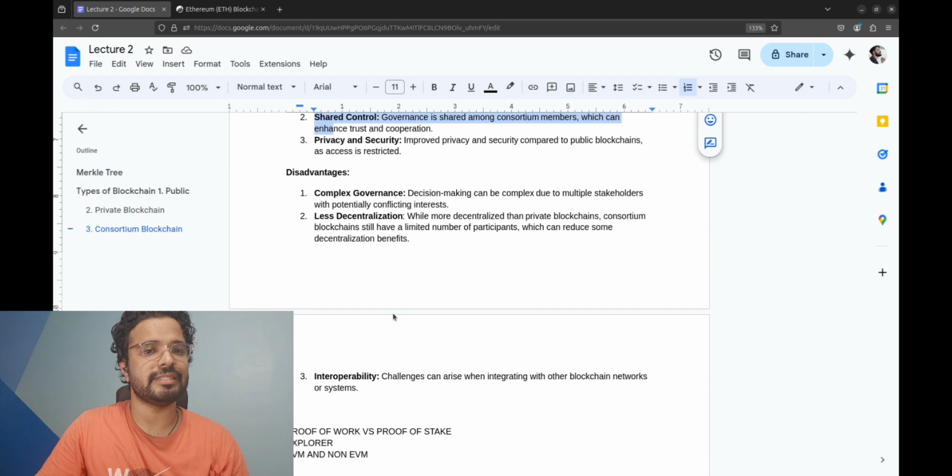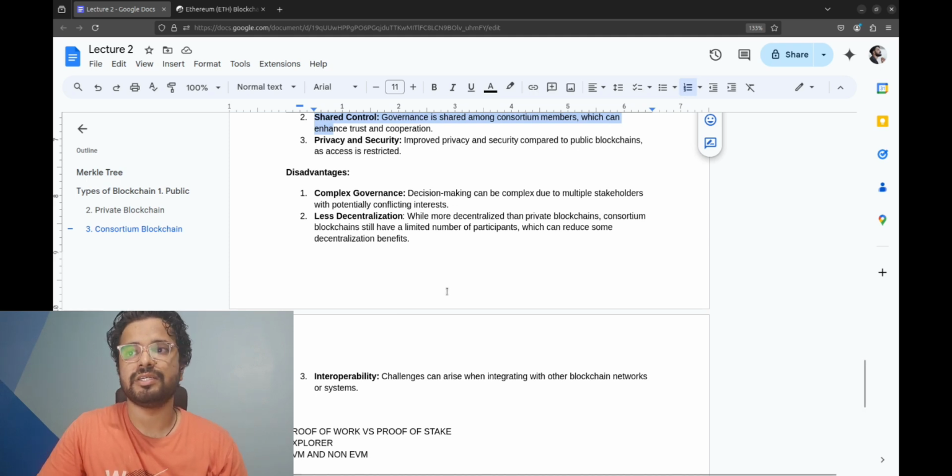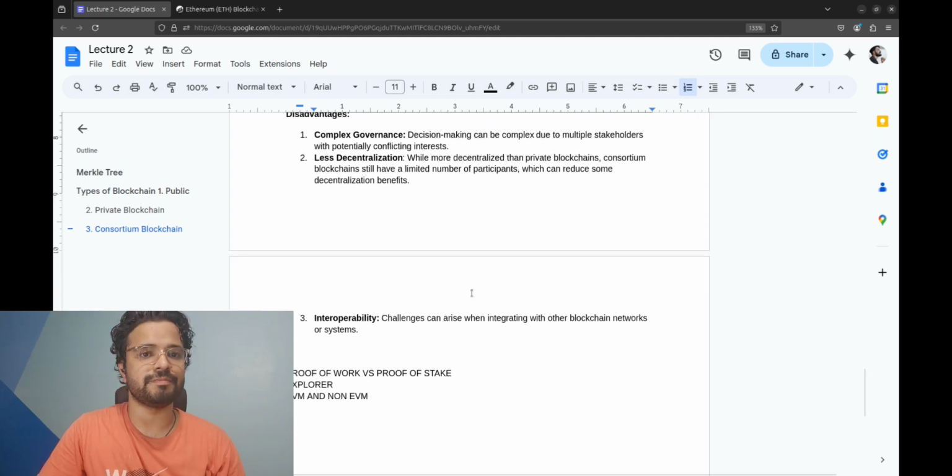The main disadvantage is complex governance. Decision making can be complex due to multiple stakeholders. There are multiple stakeholders, multiple validators, so that will be an issue, and interoperability will also be an issue.